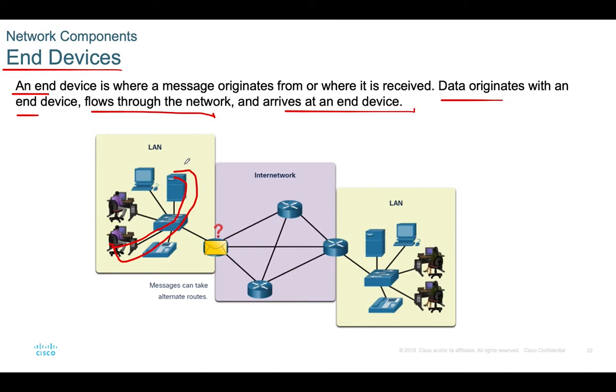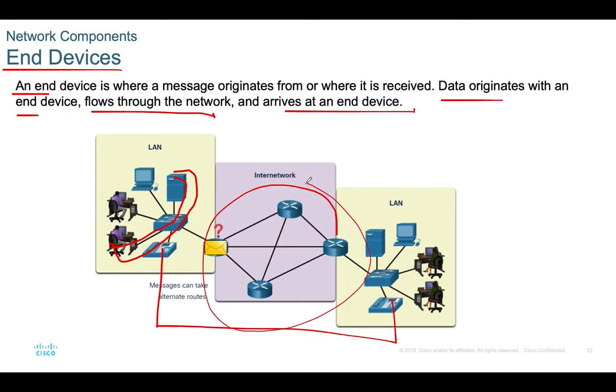The data can also go from one LAN to another LAN, for example, from this IP phone to another IP phone. So, end device going to another end device. That's the reason why we have routers here, because routers are used to connect different LANs or networks.